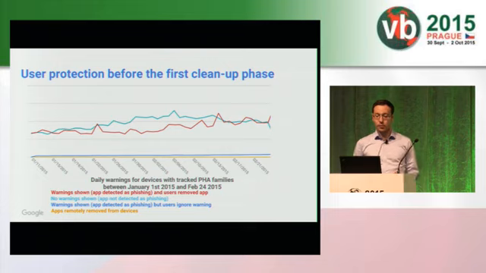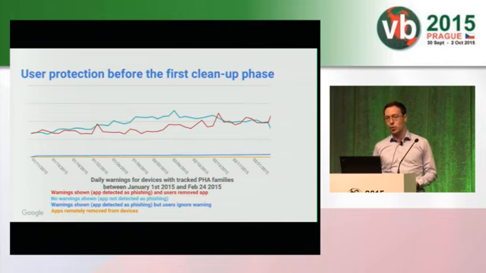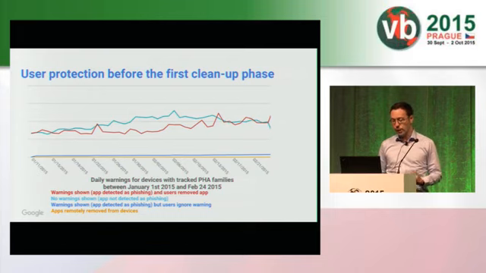User protection before the first cleanup phase kind of looked as it does for all kinds of families that we don't particularly focus on. So in the red line, you can see warnings that are shown by our SafetyNet technology at a time that they either install an application or the application is already installed and then it warns you again.